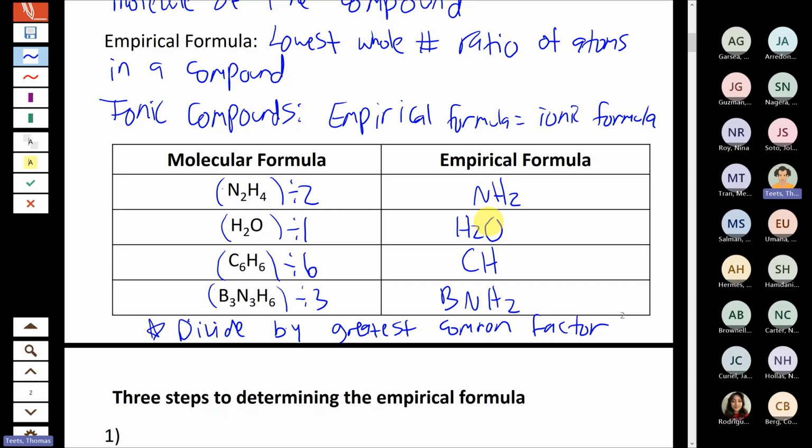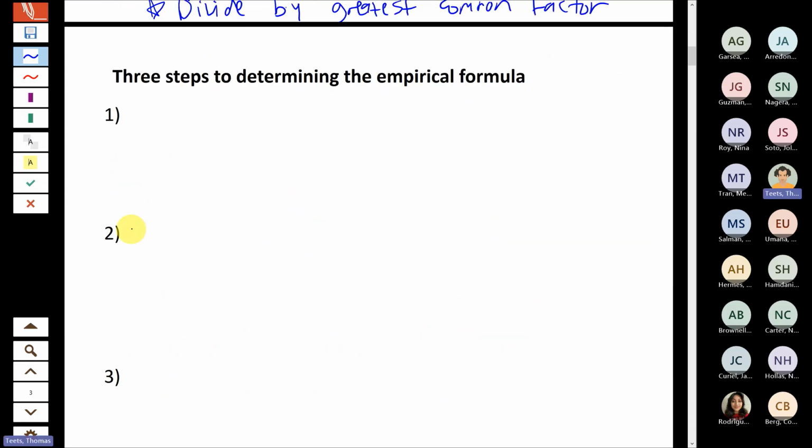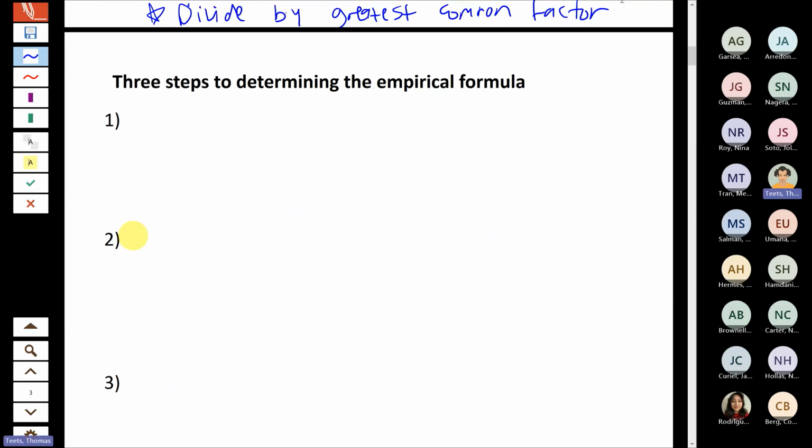But let's talk about then how we actually go about that. So if we have the mass percents of each element in the compound, as we talked about way back in chapter 1, that's one of the earliest and simplest ways to categorize the composition of substances, is to give mass percents of each element. What we basically do is, if we have the masses or the mass percents of each element, we convert those masses into moles.